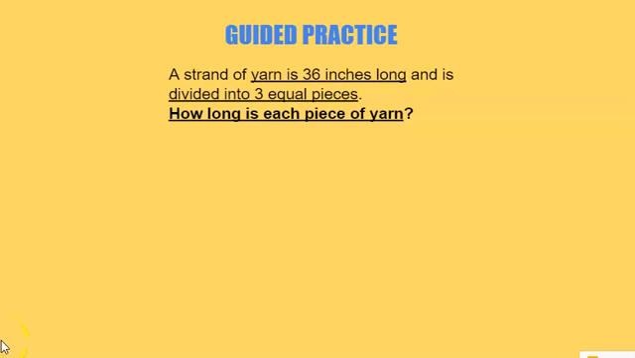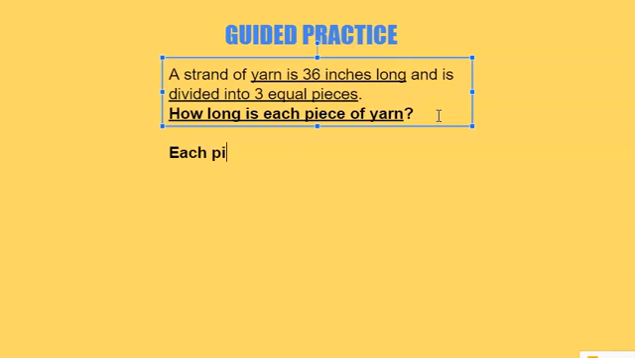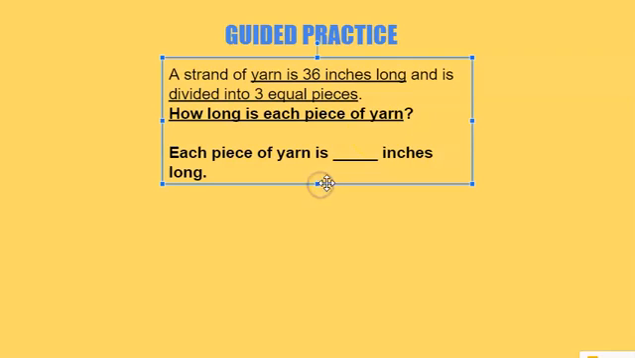A strand of yarn is 36 inches long and is divided into 3 equal pieces. How long is each piece of yarn? So our answer is going to be: each piece of yarn is blank inches long. Okay, so let's see one more time here.